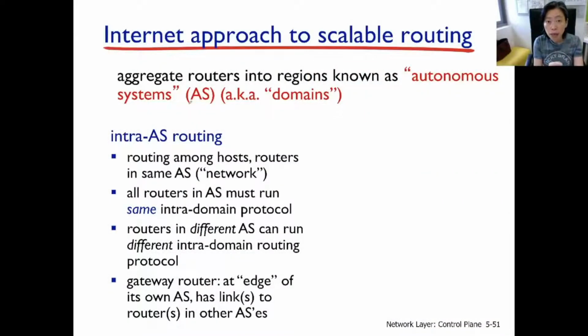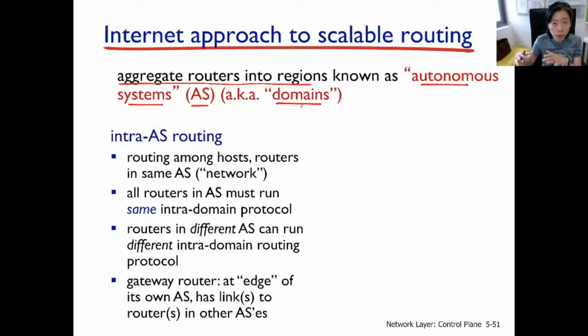Next, I'm going to introduce and define better what is intra-AS routing and what is inter-AS routing. And you will see an illustration of inter-AS, intra-AS interplay. And once again, on the internet, we aggregate the routers in a region and call it the autonomous system, an AS. Or sometimes we also call it a domain. So the internet is a network of ASs, a network of domains.